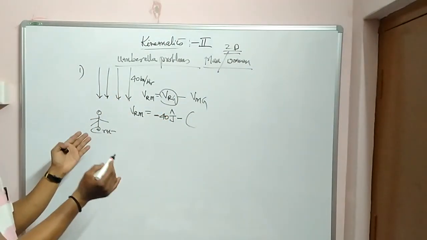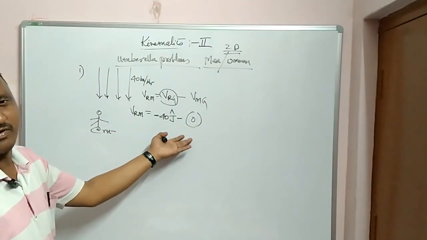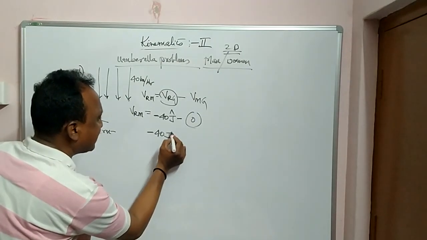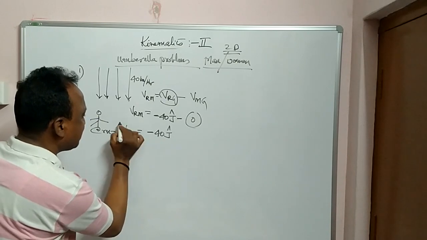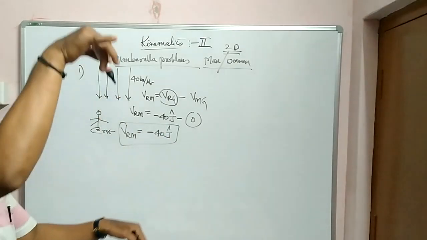The man is at rest position, no velocity, 0. So man's velocity is 0, he is at rest, so there is no velocity. Therefore, minus 40 j cap minus 0, 0. So this is the velocity of rain with respect to man. First case. So what you got? Minus 40 j.